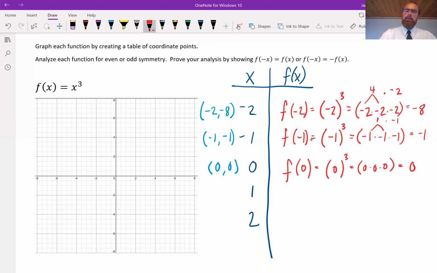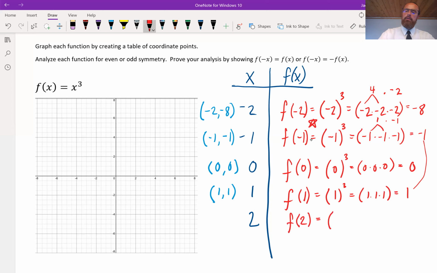Now, I'm going to keep my eye out as I evaluate +1. Is there some kind of symmetry with -1? So that's 1 to the power of 3, which is 1 times 1 times 1. 1 times 1 is 1 times 1 is 1. So the point is 1, 1. Now, I notice that the numbers are the same. The signs are not. So there's something different with this function than we saw with x to the power of 6. Can you predict what f at 2 will be based on the pattern we're seeing?